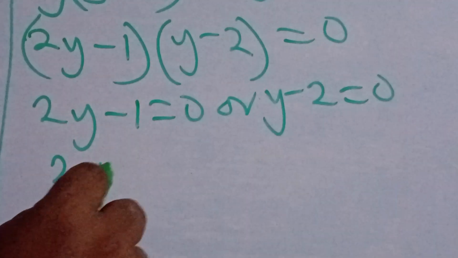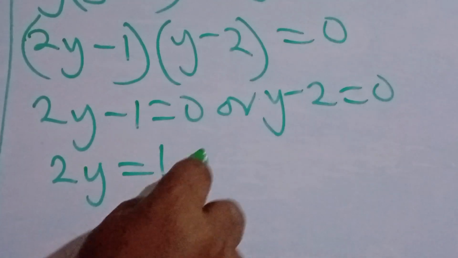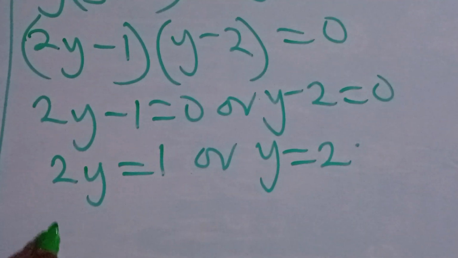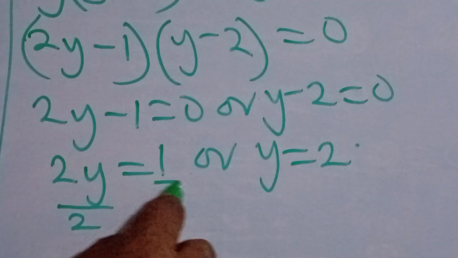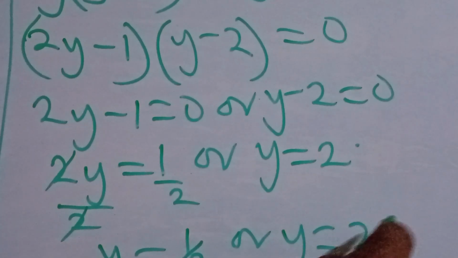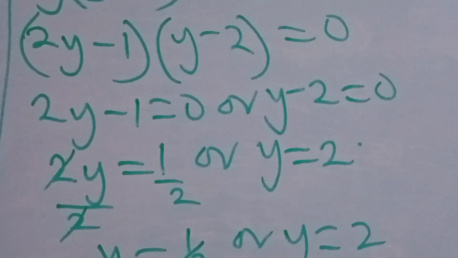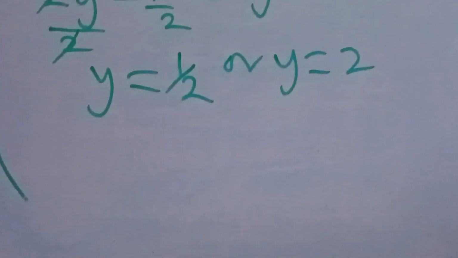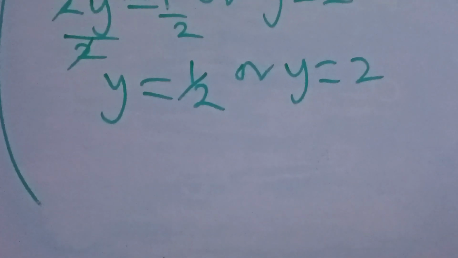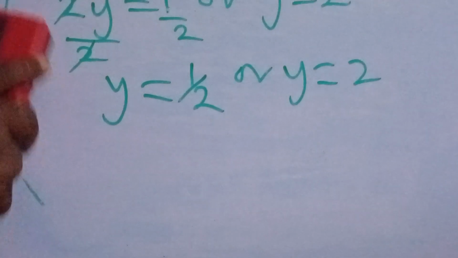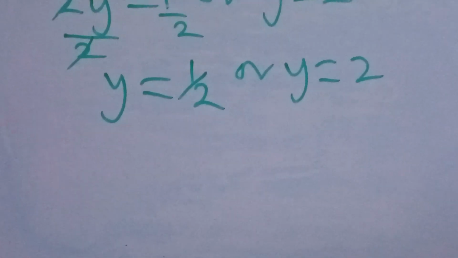Now 2y equals 1 or y equals 2. Here we can divide by 2. Now this one will cancel. y equals 1 over 2 or y equals 2. That is not the final solution.